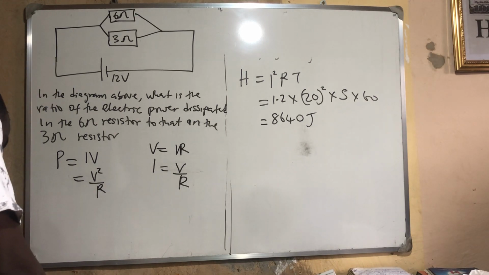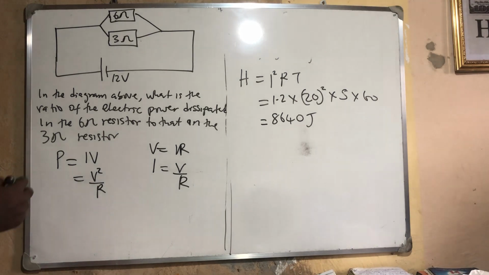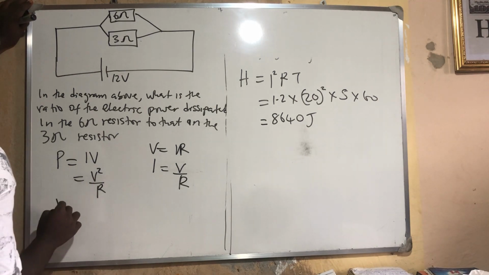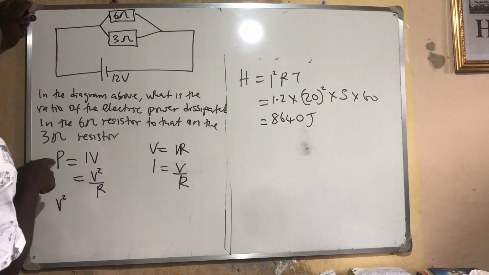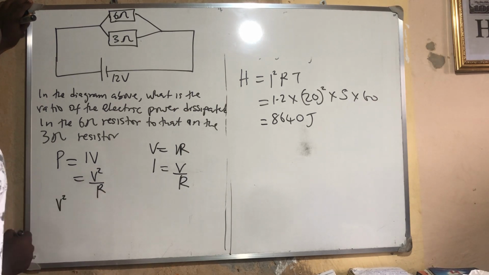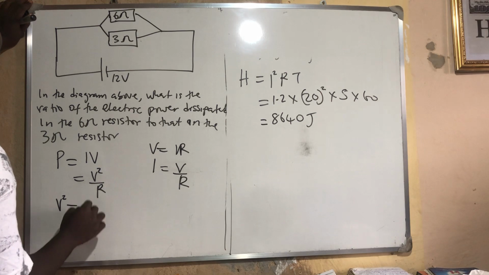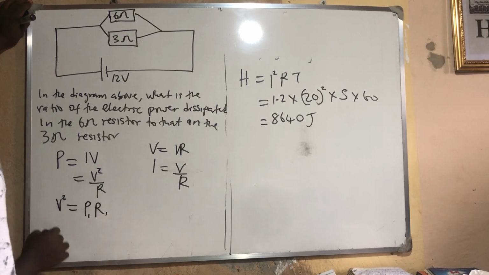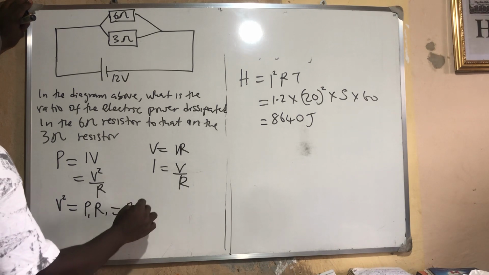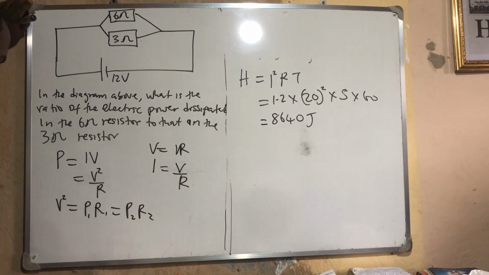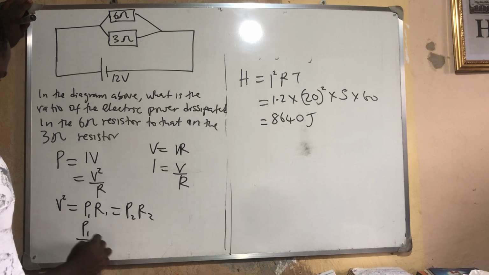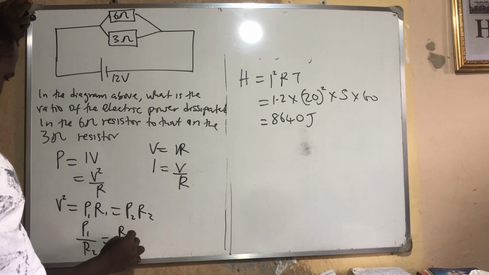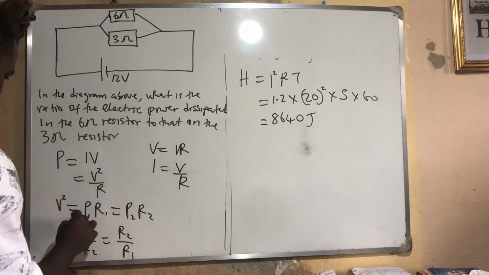So what does it mean? If I make V squared subject, it means that power is inversely proportional to resistance. So if I make V squared subject, I have PR. Let me call it P1 R1 is equal to P2 R2. So now P1 over P2 is equal to R2 over R1.